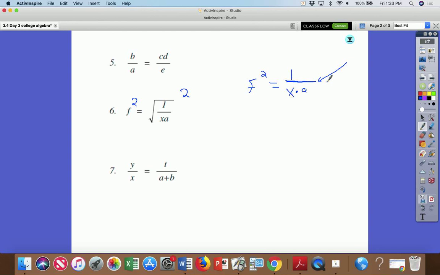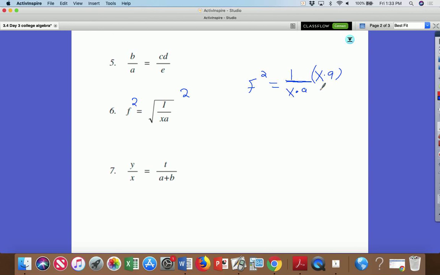Right, so xa is the least common denominator, so let's multiply by xa, and that's going to get rid of our fraction. So xa times the right and xa times the left. So xaf squared equals 1. And again, these cancel out because these are factors. It's all multiplication.